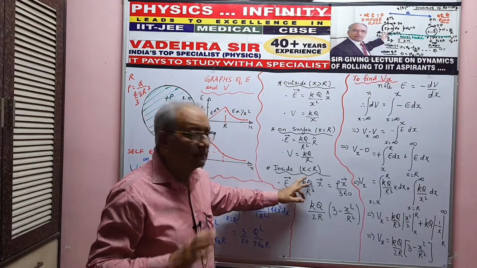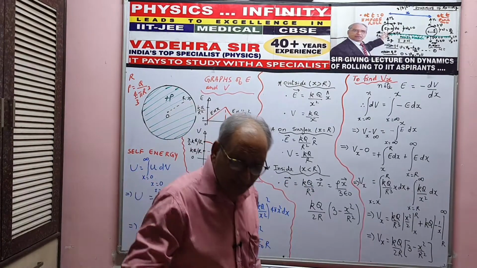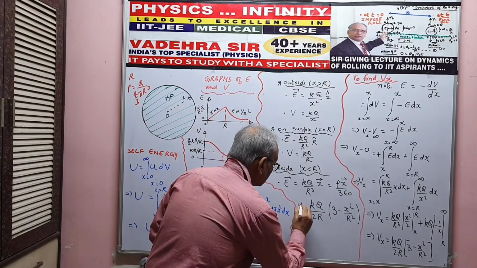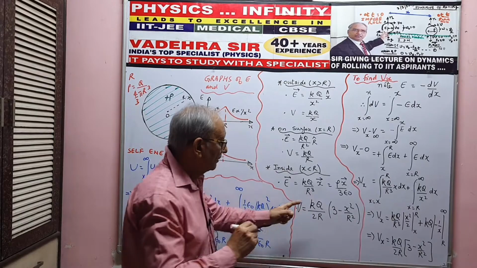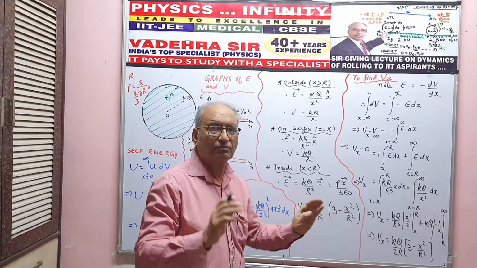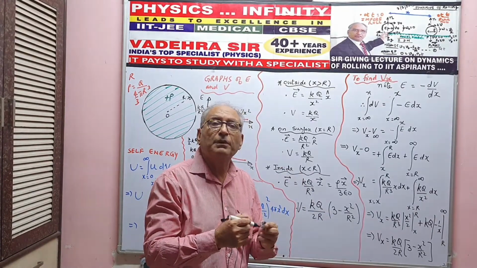What do I do? Now first of all I give you the concept. The potential V will come out to be this. The potential V will be kQ upon 2R times (3 minus x square by R square). How do you get that? So just to help you, I give you a simple proof of that.